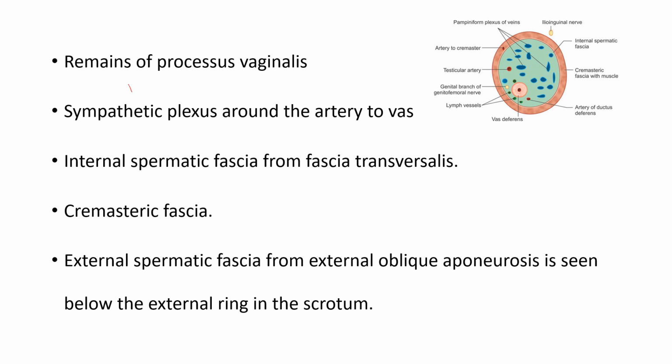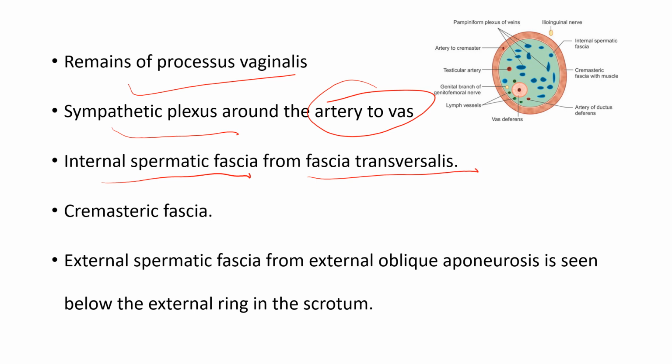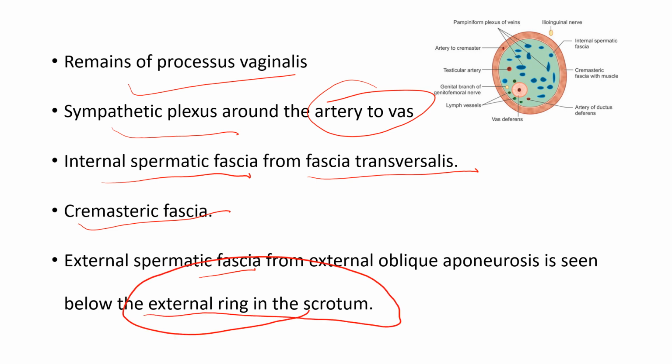Next are the remains of the processus vaginalis, the sympathetic plexus around the artery to the vas, the internal spermatic fascia from the fascia transversalis, the cremasteric fascia, and the external spermatic fascia from the external oblique aponeurosis, which is seen below the external ring in the scrotum. Okay.